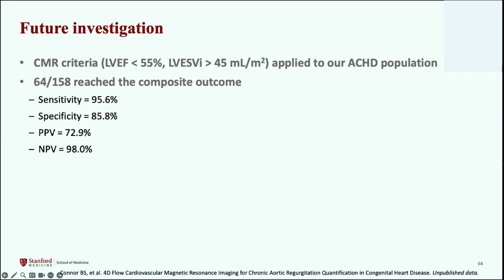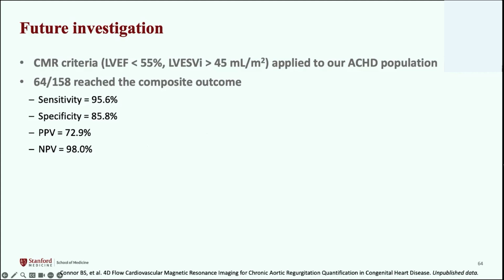So sensitivity of almost 96%, specificity of 86%, very good negative predictive value. So if you don't have whole diastolic flow reversal, your end-systolic volume index is less than 45, see you in a couple of years, we'll keep monitoring. But if not, then your positive predictive value is still pretty good at 73%.